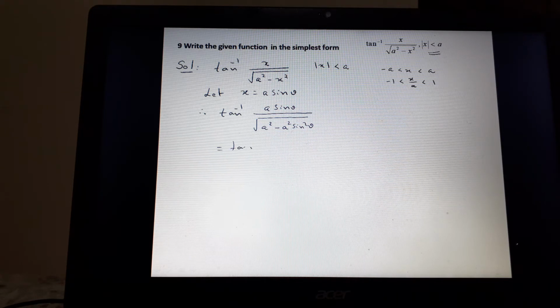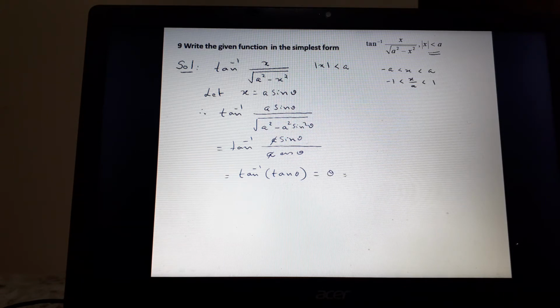Tan inverse of, we know the formula, this is a sine theta divided by, see here, square root a square, common, therefore I can take a outside. What remains inside is square root of 1 minus sine square theta. 1 minus sine square theta is cos square theta, but it is under square root, so it is cos theta. So what happens? A cancels, then this will be equal to tan inverse of sine theta by cos theta is tan theta, and tan inverse of tan theta is theta.